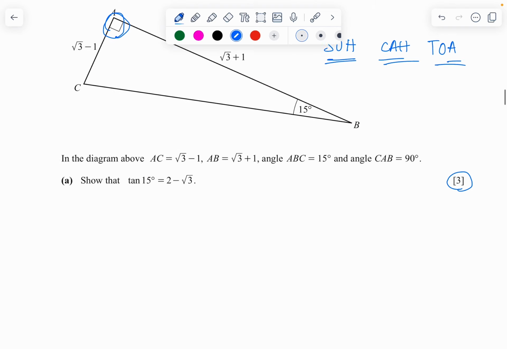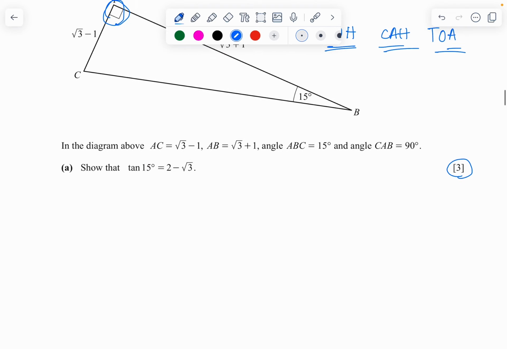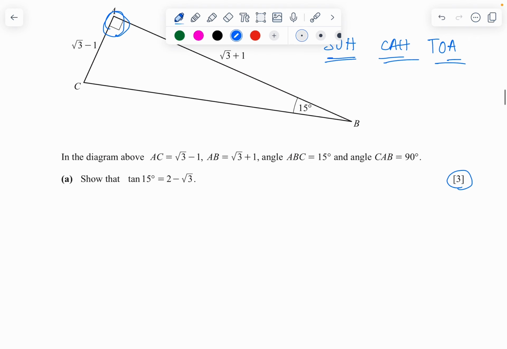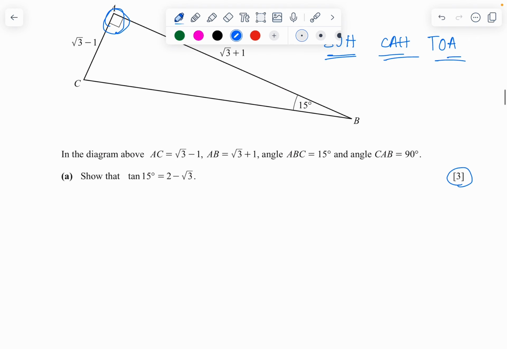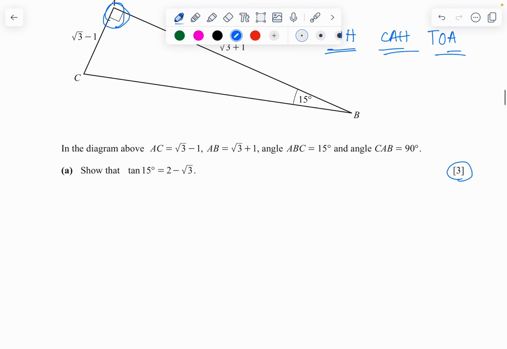Okay, so let's go into the question. In the diagram above, AC equals square root of 3 minus 1, AB equals square root of 3 plus 1, angle ABC is 15 degrees and angle CAB is 90 degrees. As I said just now, it's a right angle triangle. Now show that tan 15 degrees equals 2 minus square root of 3.